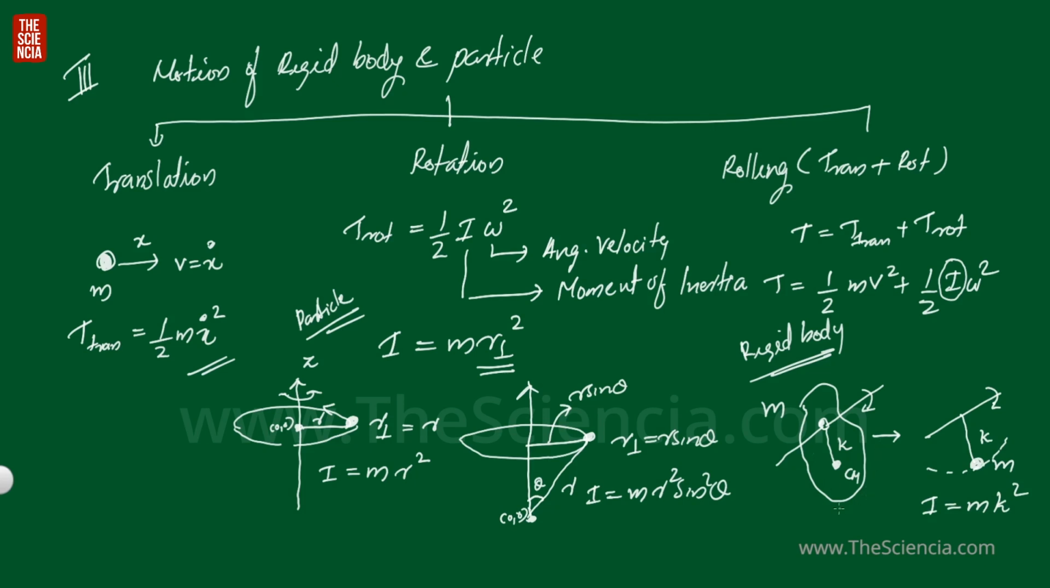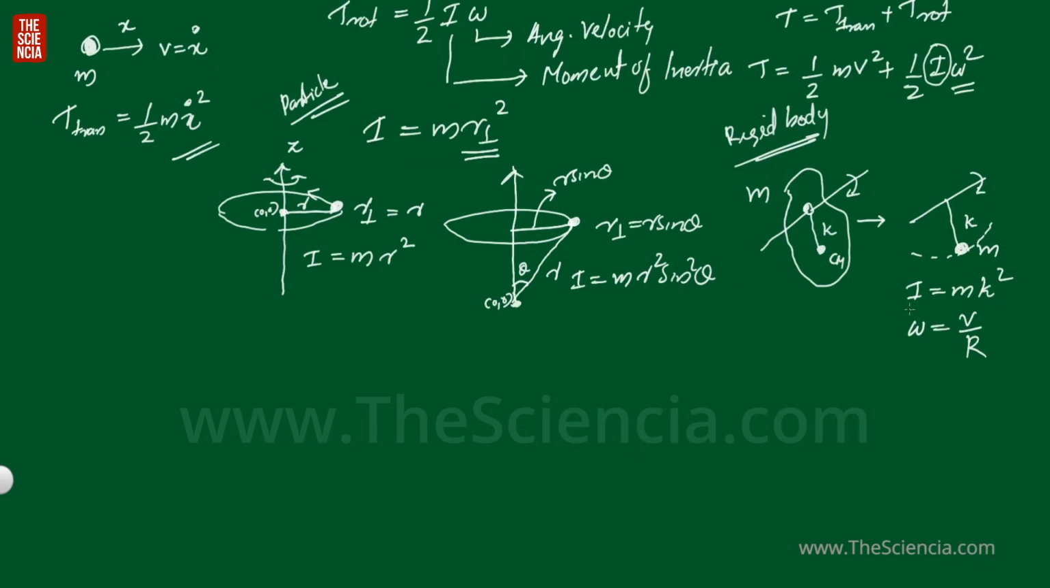By converting the distributed mass into a point mass, the physics will not change. So I for a rigid body will be m k square, where k is the radius of gyration. And radius of gyration is defined as the distance between the point of suspension and its center of mass. The center of mass and center of gravity have certain differences, but in most cases they will coincide. And I think you know omega is equal to v by r. Now I am substituting this value of I and omega in this equation.